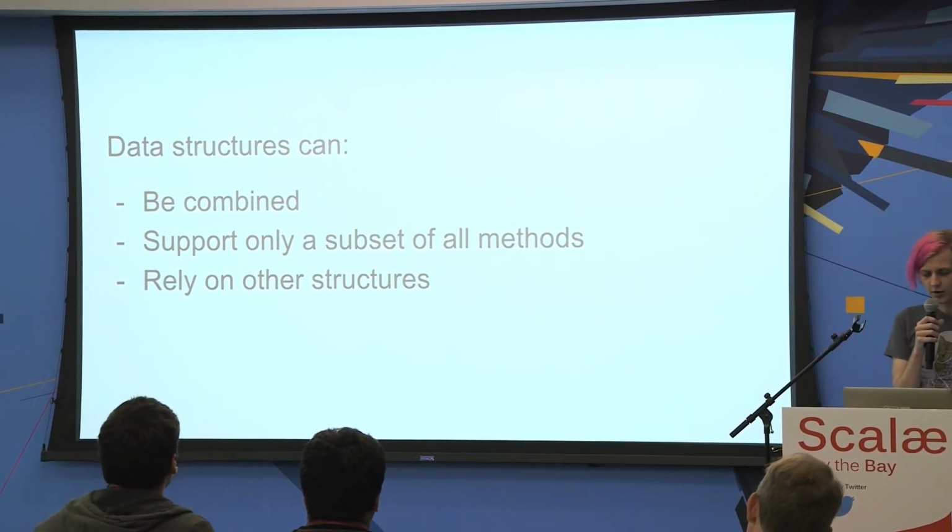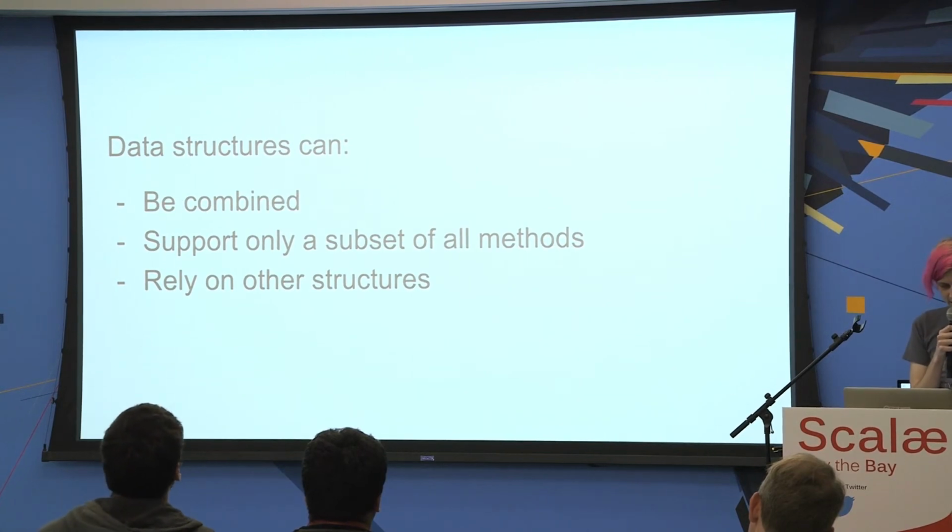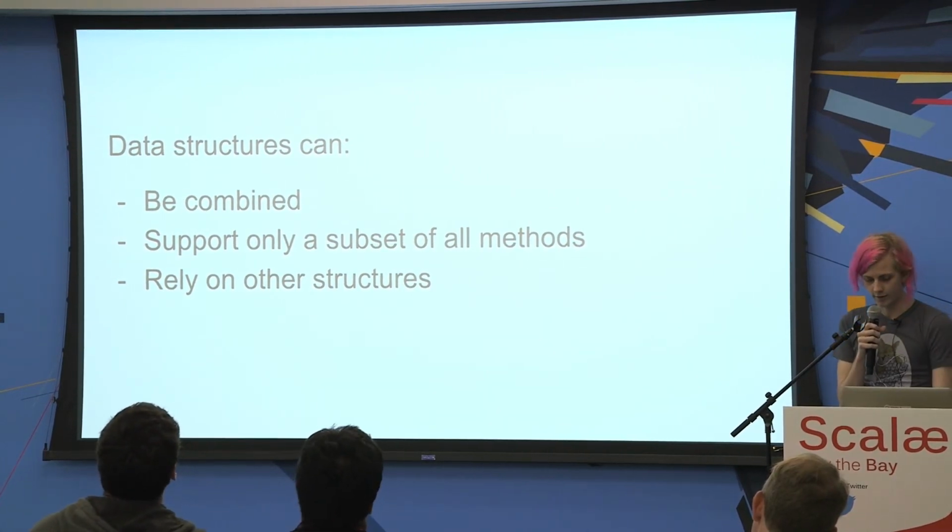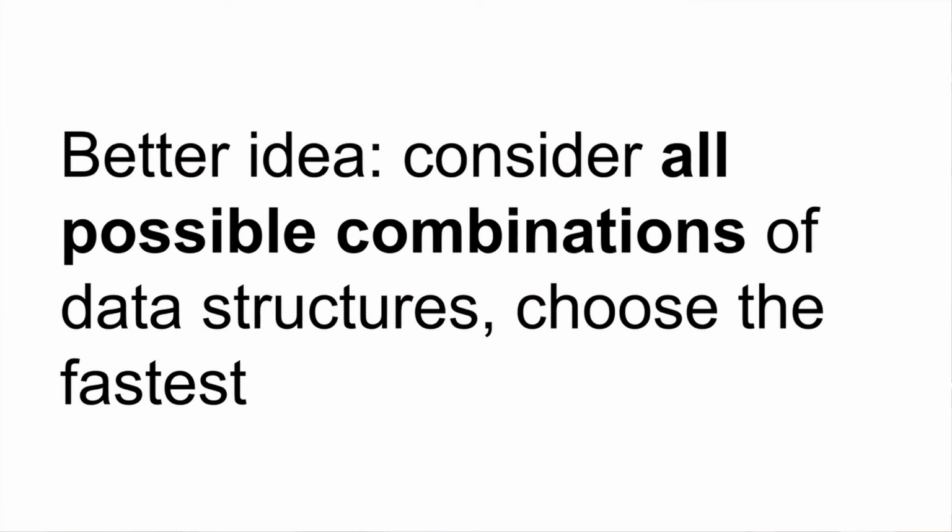For instance, they can support only a subset of all methods, and they can rely on other structures to work. So a better idea than considering all the different data structures separately is to consider all possible combinations of data structures and choose the fastest. There are a number of obvious problems with this, such as the fact that all possible combinations sure looks like exponential time to me, which it indeed is going to take. But let's just deal with the fact that it's probably going to take exponential time for now and talk about how we're going to do it.